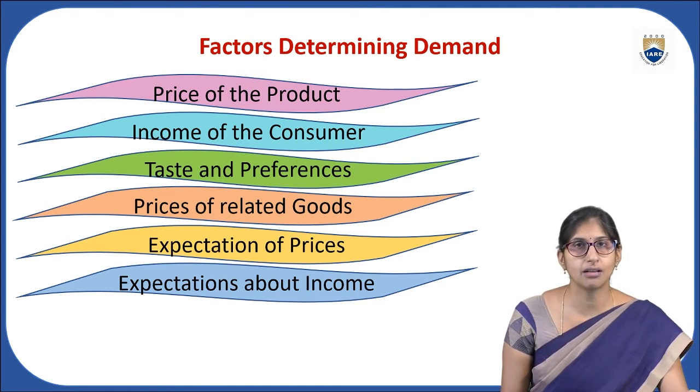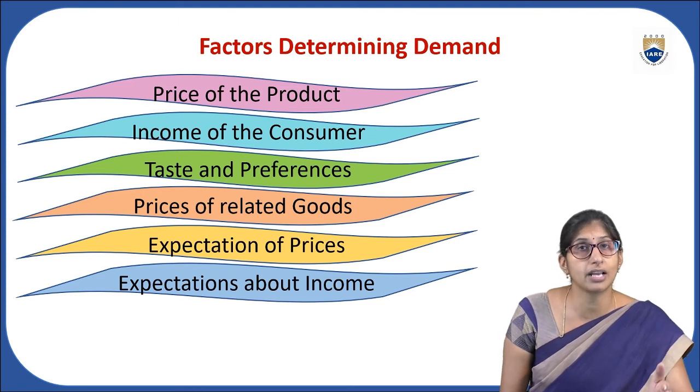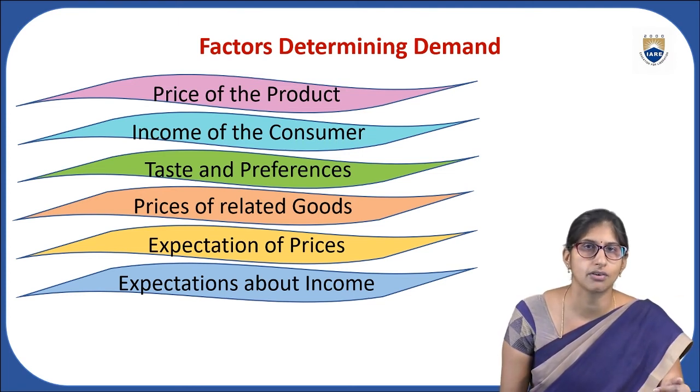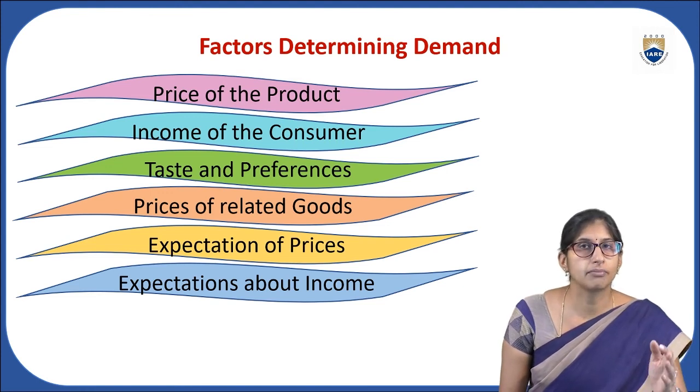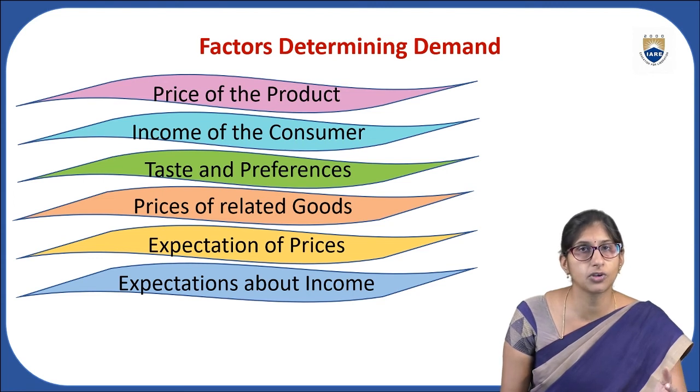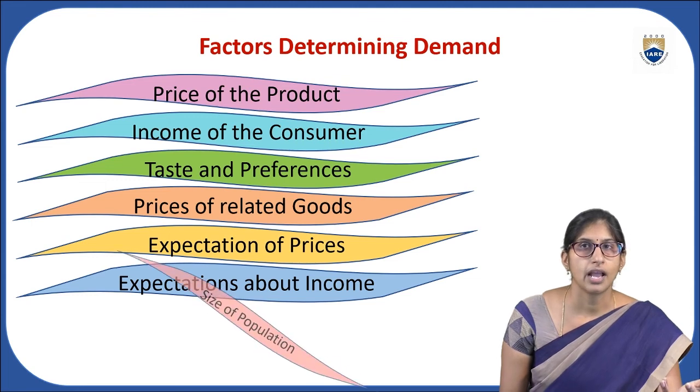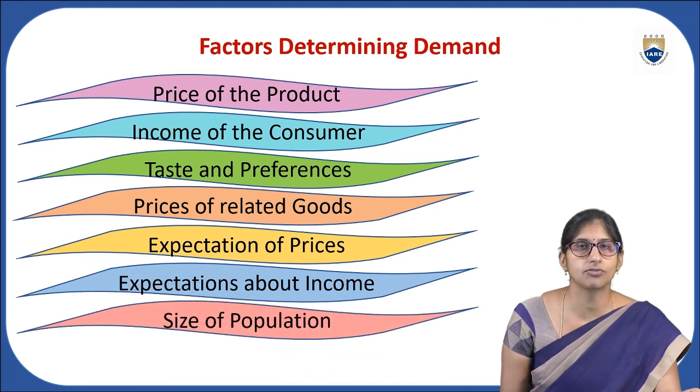I stop buying more goods because I need to save my money for the future. So based on the expectation of income in the future, I am going to create demand. There is a fluctuation in demand based on the expectation of income in the future. And next one is size of the population.